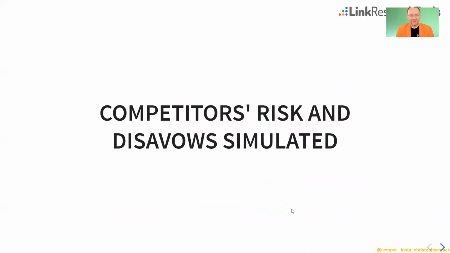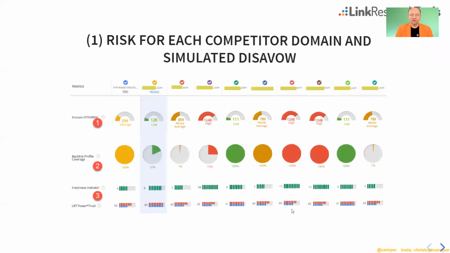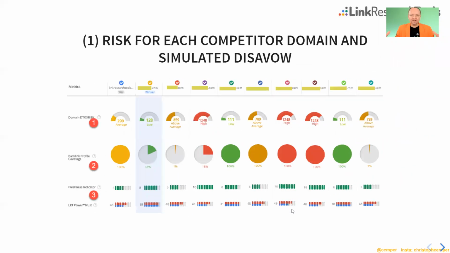Yeah. Then you wouldn't need Link Detox and Link Research tools anyways, but I guess you want to do it right. Yeah, so competitors' risk and disavows can be simulated as well. If we look at a competitive research, a comparison of competitor domains, then of course we can simulate their risk by simulating their disavow, because we have all the data.